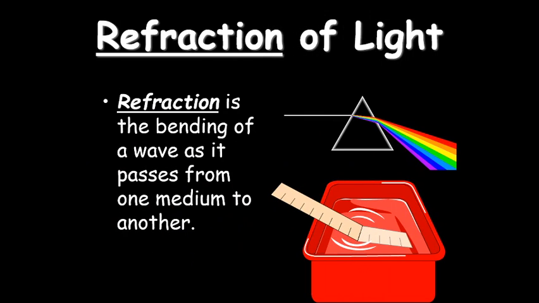Okay, refraction of light is the bending of a wave as it passes from one medium to another. So light is going to somewhat slow down as it passes from air to, let's say, water, okay, liquid. So that is called refraction. And the mediums are solid, liquid, or gas.